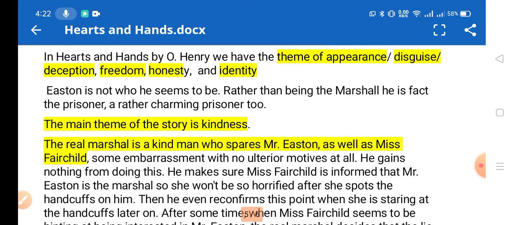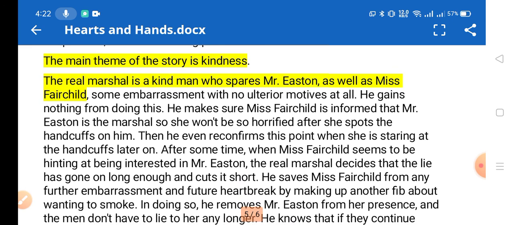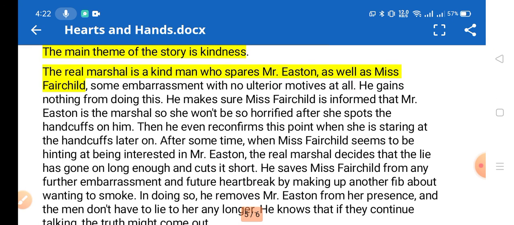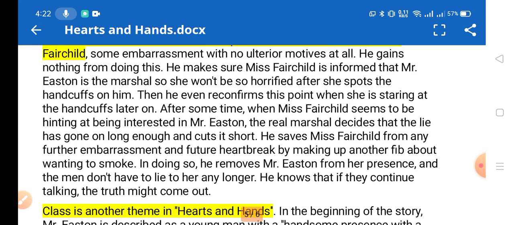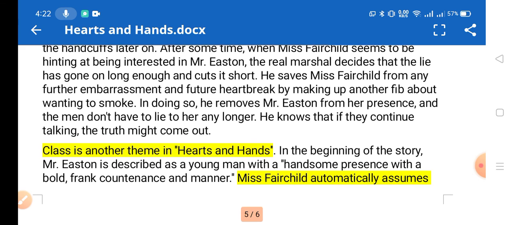They hide their identity, Mr. Easton and Marshall. And we'll move on. And the main theme is kindness. The real Marshall is a kind man, and he spares Mr. Easton's reputation in front of Miss Fairchild and speaks in favor of him. So this is the act of kindness.